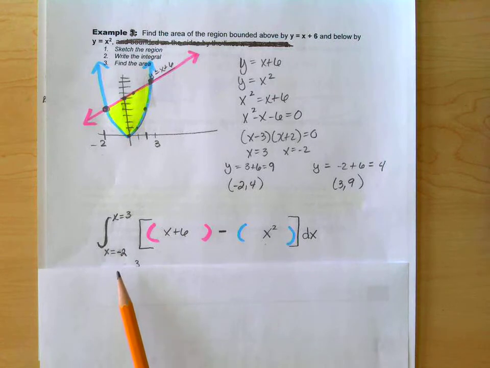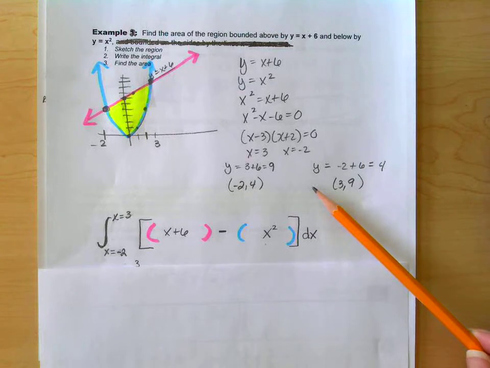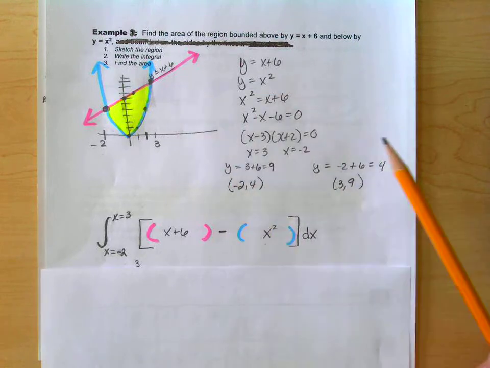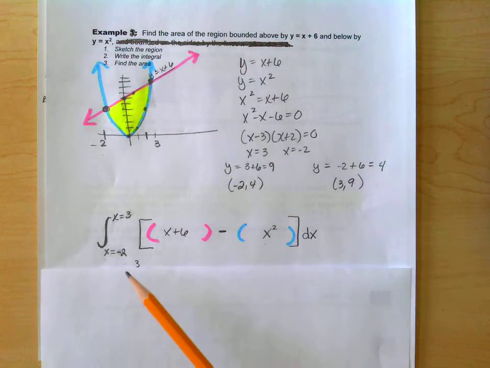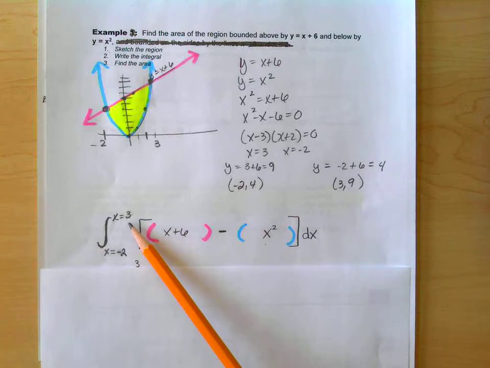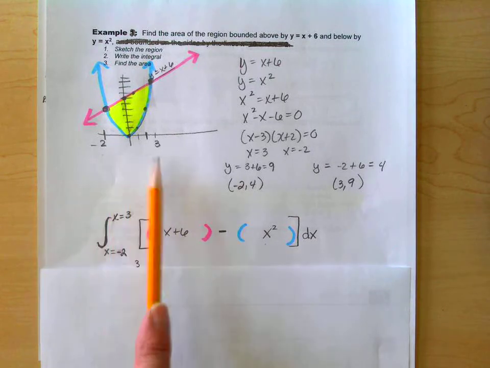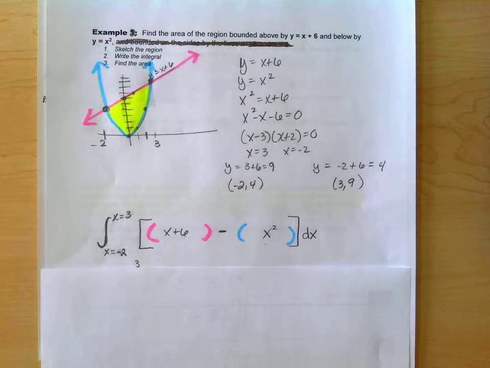The way I determined the -2 and the 3 was by finding where the two functions intersected. And that's always, in these types, the first step, because we need to know where we're integrating from and to. So we're going to integrate from x equals -2 to x equals 3 because those are the two x values where the two functions intersect. And we're going to do the pink function, the x plus 6, because that's the upper function, minus the lower function, the parabola lies below the pink line, x squared.